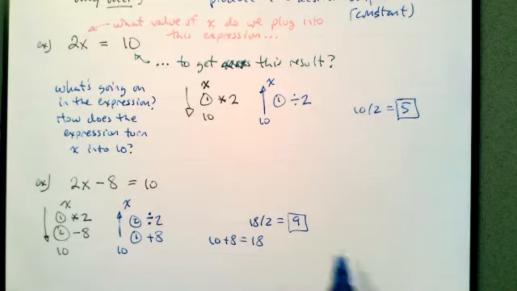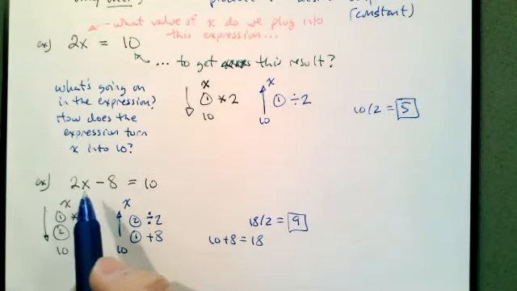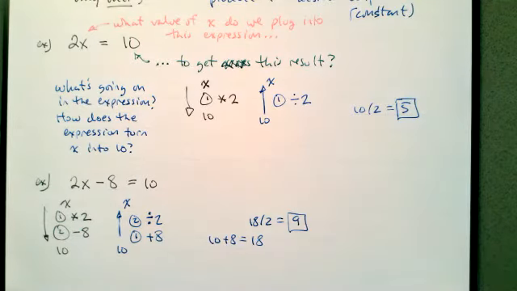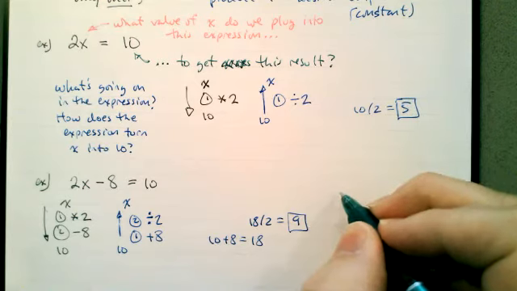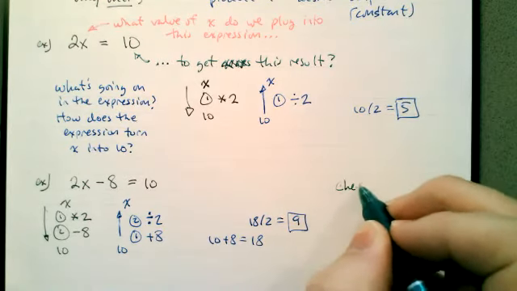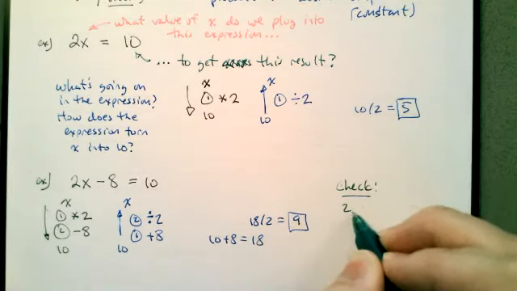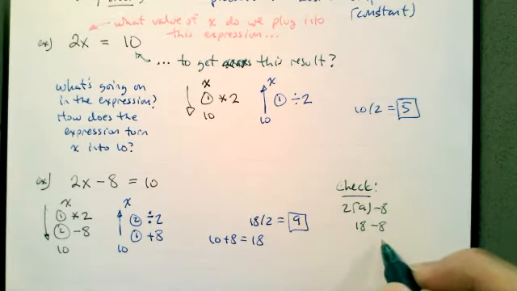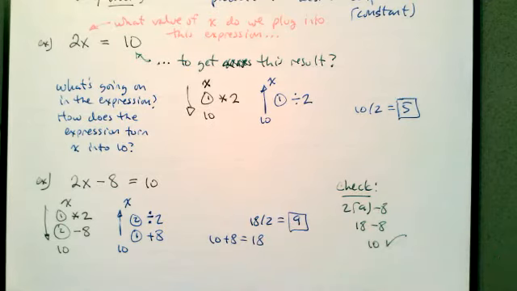And then we can check by running 9 through the expression. 2 times 9 is 18. 18 minus 8 is 10. So it works. This is the great thing about equations. We always know if we're right or wrong, so we can check. 2 times 9 minus 8. 2 times 9 is 18. 18 minus 8 is 10. Everything checks out.